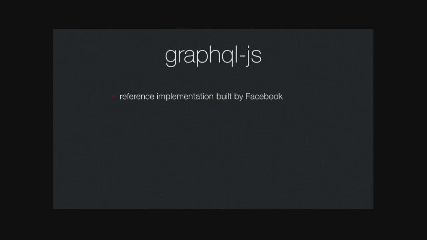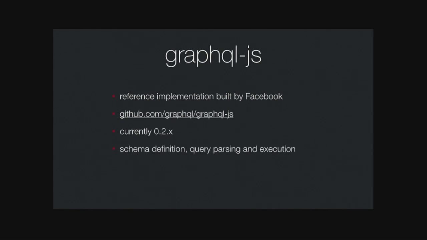There is a reference implementation built by Facebook called GraphQL.js because it's written in JavaScript. That's what we used, and that's what I'm going to show later on. It's on GitHub. It's currently version 0.2, so it's quite early in its life, but it works really well. It lets you define a schema, and it can parse a query and execute it. There is no network transport because the assumption is that you can do that with Node or something. It is just a query parser, executor, and a schema definition library.